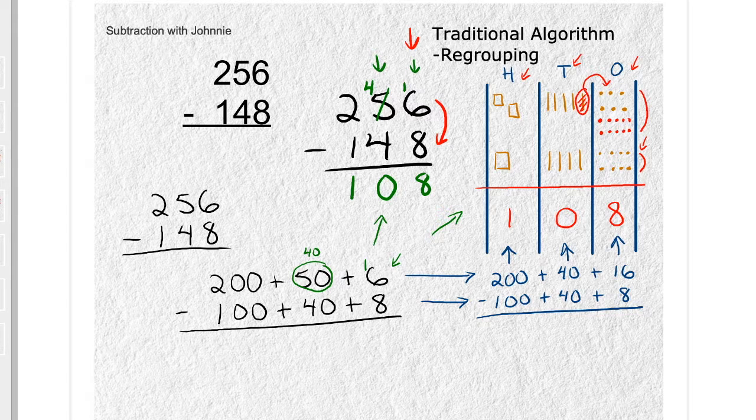And if we do the subtraction, 16 minus 8 gives us 8. 40 minus 40 leaves us with 0. And 200 minus 100 leaves us with 100. And if we add these together, we come back to our 108.